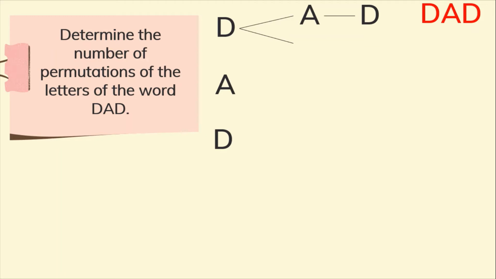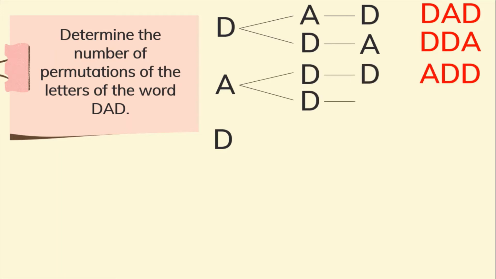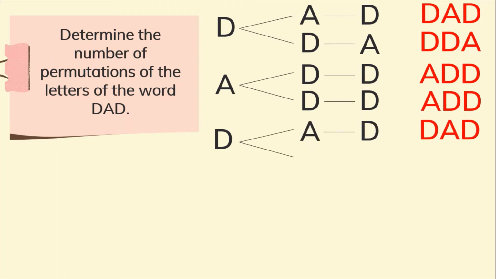So back to the first D, pwede nating isunod ang second D followed by A. So we have another outcome, D-D-A. So ganun din ang gawin natin sa mga sumunod na letters. For the second letter A, and then the third letter D. So based on this tree diagram, we have 6 outcomes.